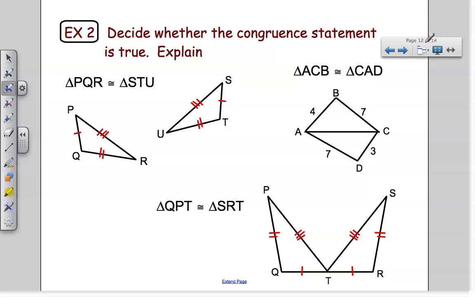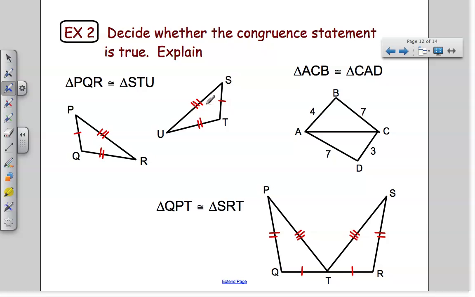Oh, another thing you have to do today is take a look at pictures and decide whether triangles are congruent using that side, side, side congruence postulate. Make sure you're also looking at whether the statement is written correctly. Okay, so in this case, is triangle PQR congruent to triangle STU?